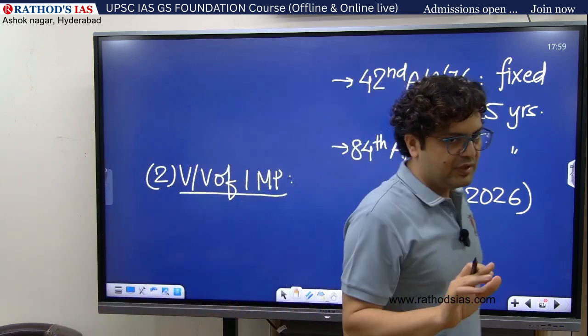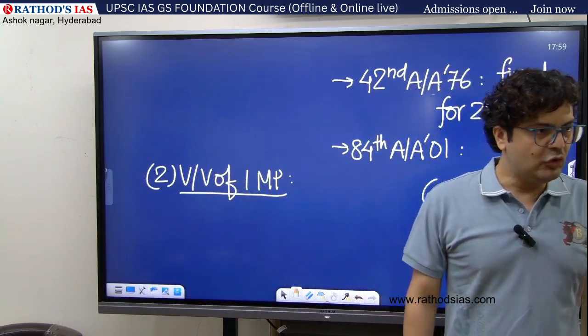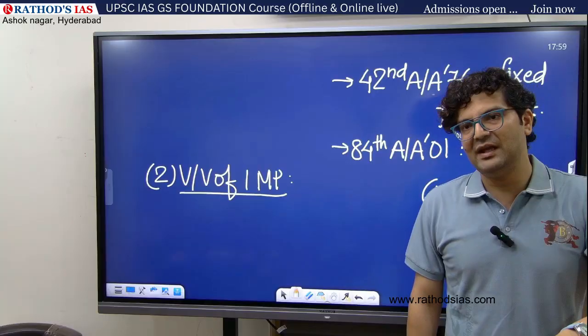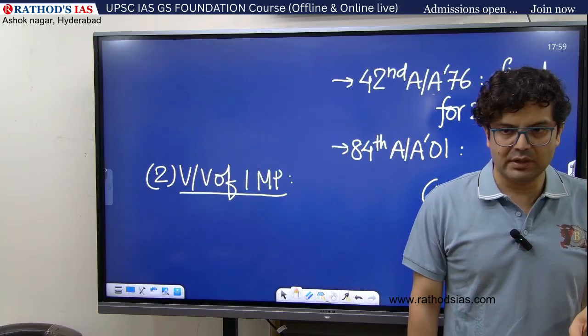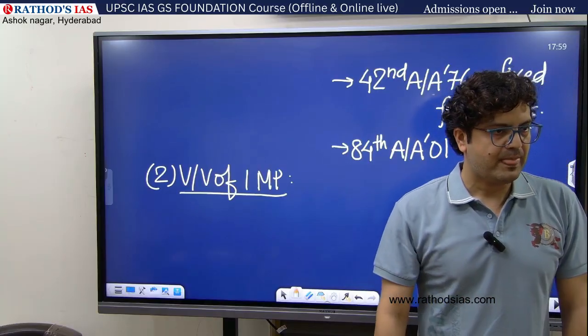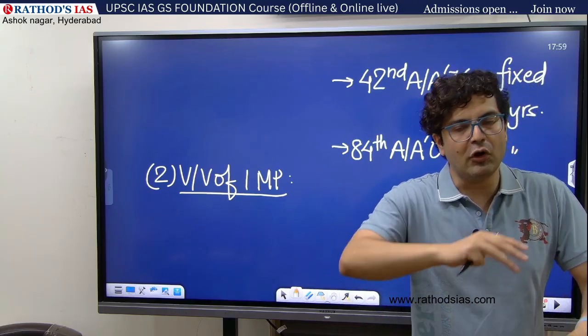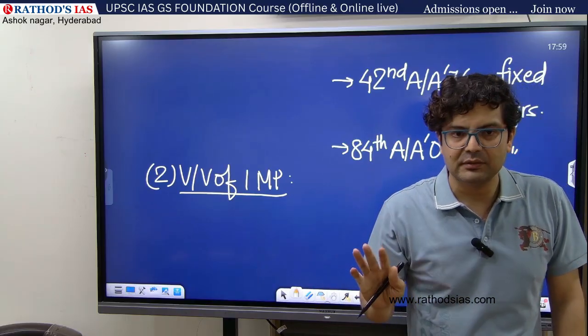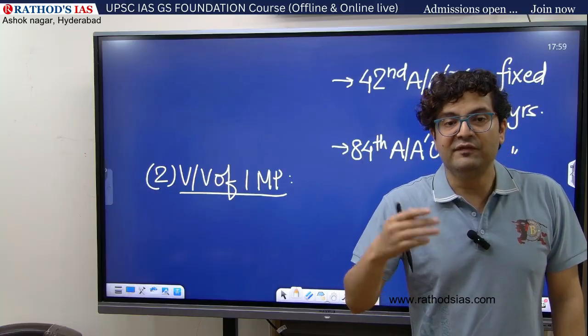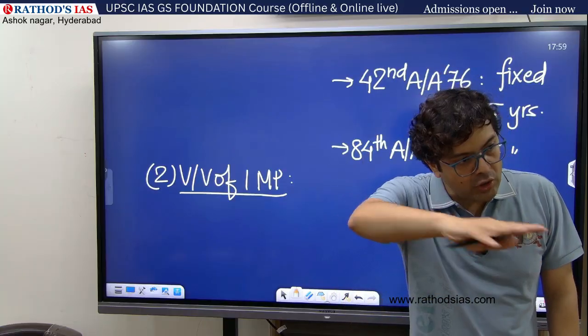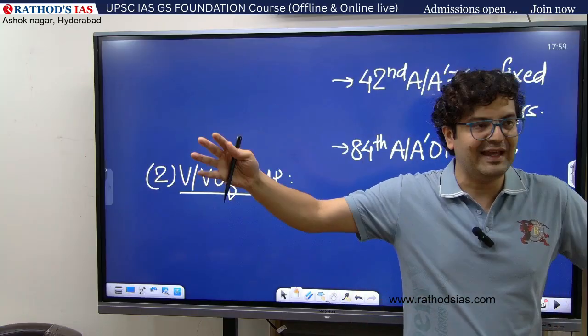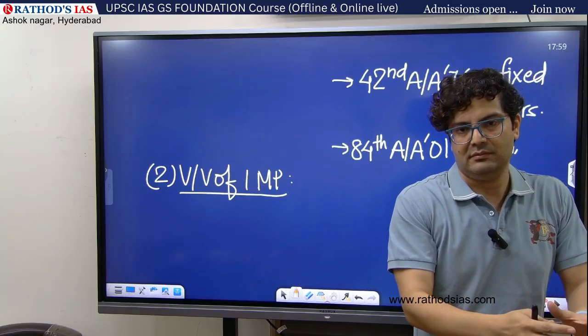What you do is you find out the vote value of one MLA of one state, like say Andhra Pradesh only. Then you find out the total vote value of all the MLAs of your state. Then you find out the total vote value of all the MLAs of all the states. Add it all together.